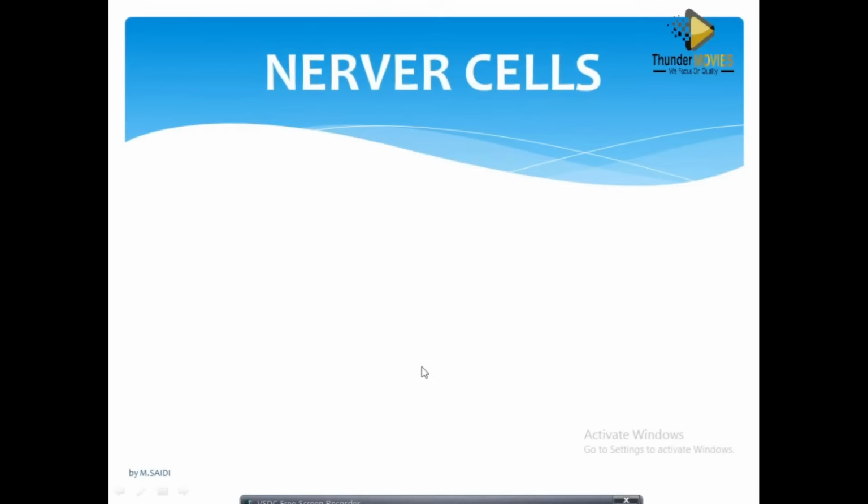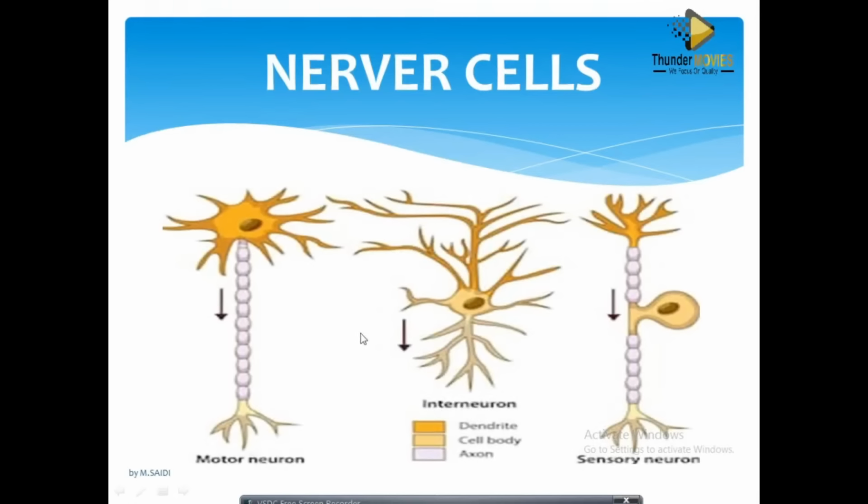Let's look at the nerve cells. There are three types of nerve cells. The first one is the motor neuron. The second one is the connector neuron, or what you call the intermediate neuron, or interneuron, and another one is the sensory neuron. These three nerve cells have specific characteristics which you can use to differentiate among them. The first one is the cell body. The cell body of the motor neuron is found at the terminal, while the cell body of the interneuron is found along the axon, and the cell body of the sensory neuron protrudes out of the axon.